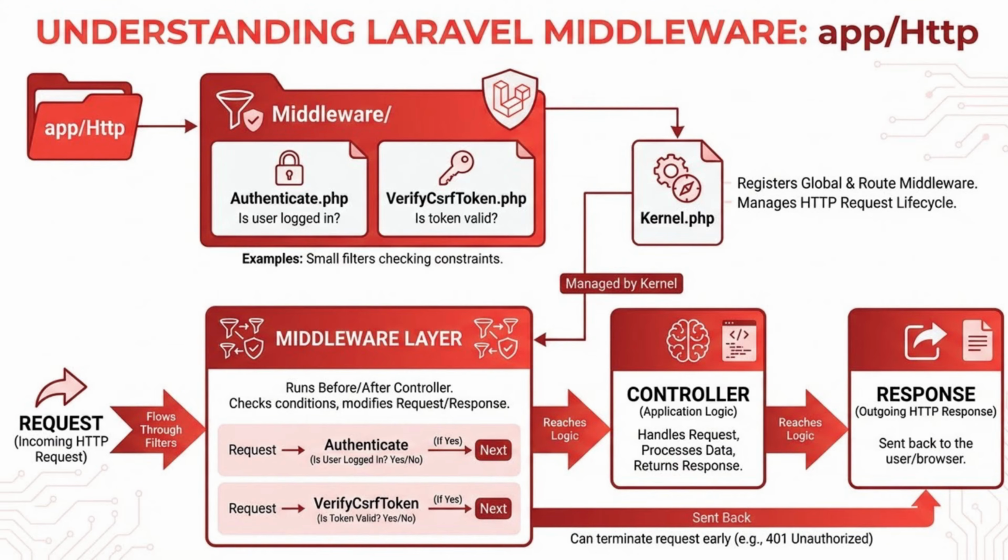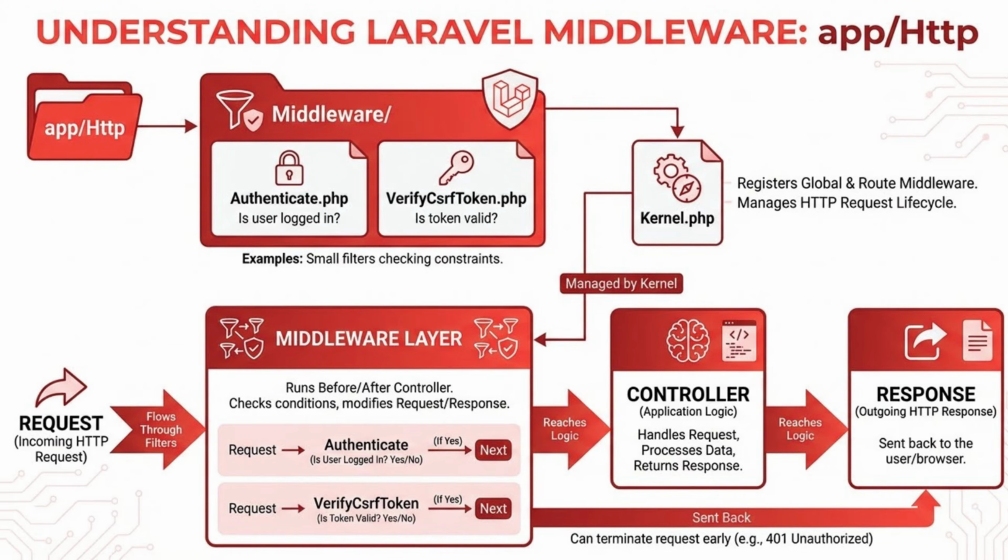Another common middleware is VerifyCsrfToken, which ensures that forms submitted from the browser include a valid CSRF token, protecting your application from cross-site request forgery attacks. These checks are simple but extremely important because they protect your application from unauthorized access or malicious activity. All middleware is registered and managed by the Kernel.php file inside the same directory. The kernel organizes middleware into two main categories: global middleware, which runs on every request, and route middleware, which only runs on specific routes when needed.